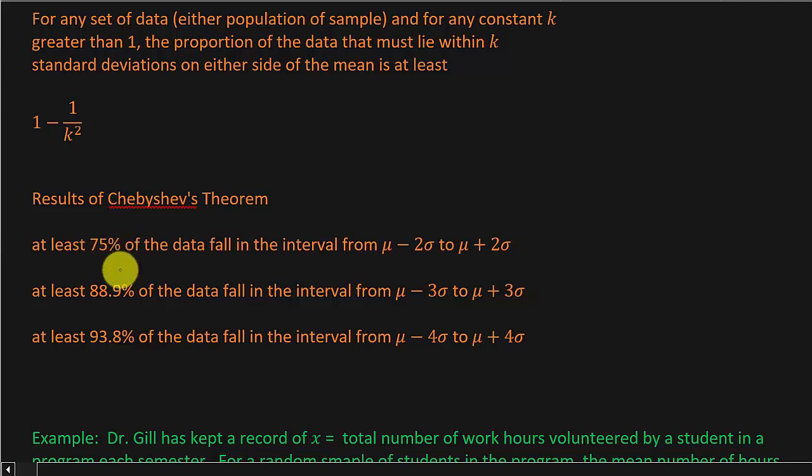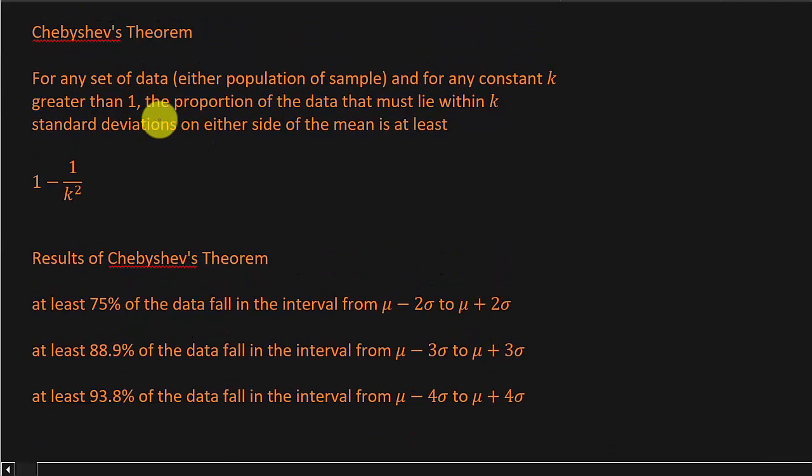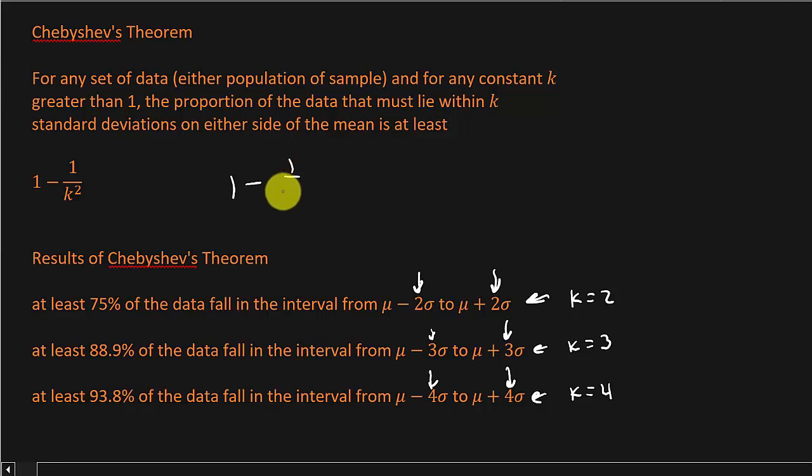And let me show you this 75% here. So look at this. It says the proportion of the data that must lie within k standard deviations. So k represents how many standard deviations we are to the left and to the right of the mean. And in this case, we're 2 standard deviations on either side of the mean. Here, we're 3 standard deviations on either side of the mean. And here, we're 4 standard deviations on either side of the mean. So you can see in this first one here, k is equal to 2. Here, k is equal to 3. And here, k is equal to 4. So look, if we take 2 and plug it into the formula, 1 minus 1 over 2 squared, which is 1 minus 1/4, which equals 3/4, which is 0.75.